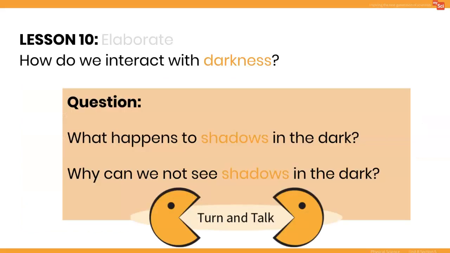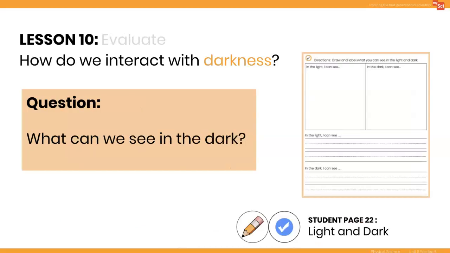At the end of the elaborate section, ask students, what happens to shadows in the dark? Why can we not see shadows in the dark? Allow students to share their answers with a partner and then share out to the whole class. In the evaluate portion of this lesson, you'll start off by asking, what can we see in the dark?